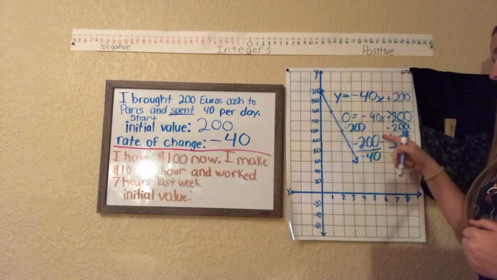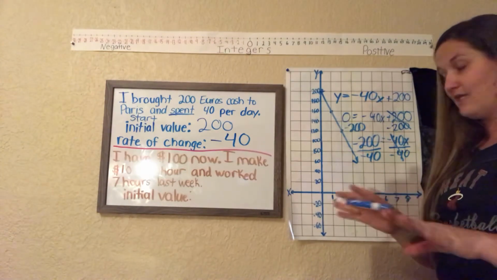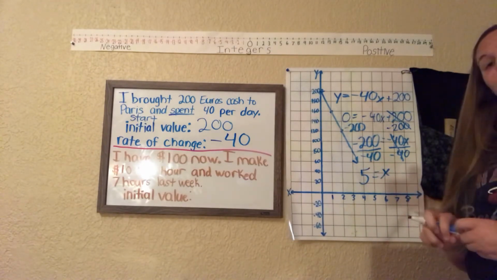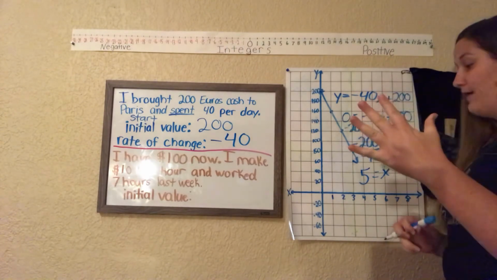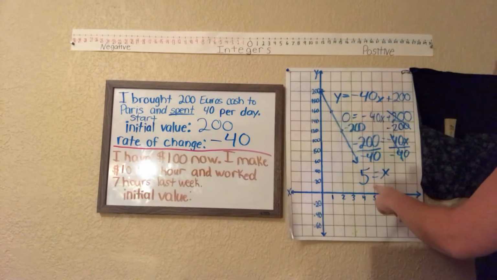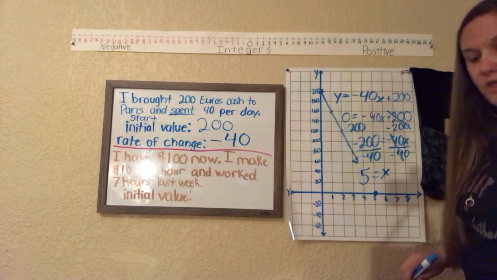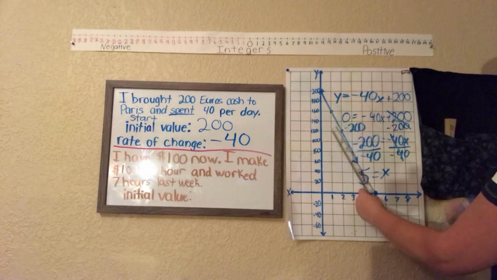Negative 200 divided by negative 40. So remember, a negative divided by a negative cancels out. That equals 5. What that 5 represents is it would take me 5 days before I ran out of money. Also, if I did that on my graph, that would represent the point (5, 0), which if I continued my line, let's see if it looks like it goes in that direction.